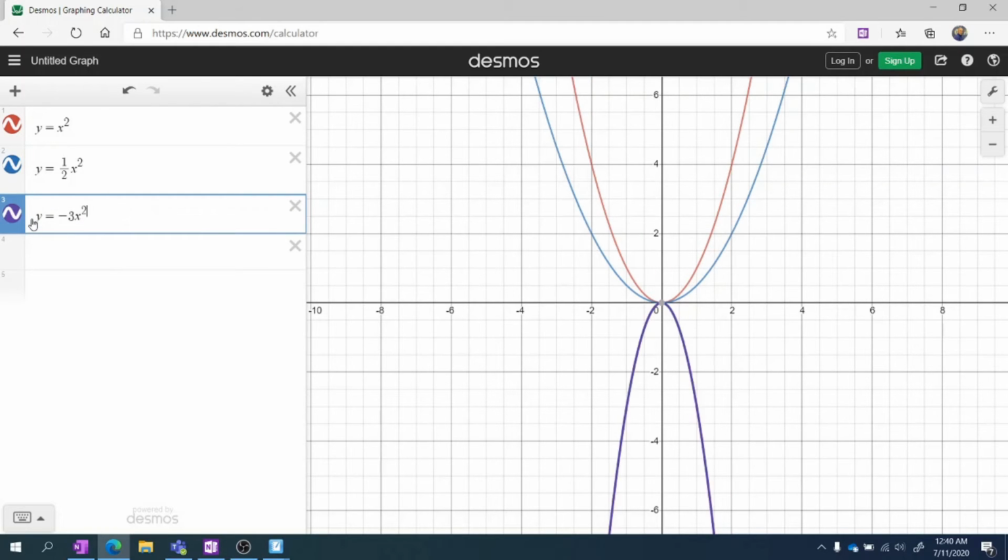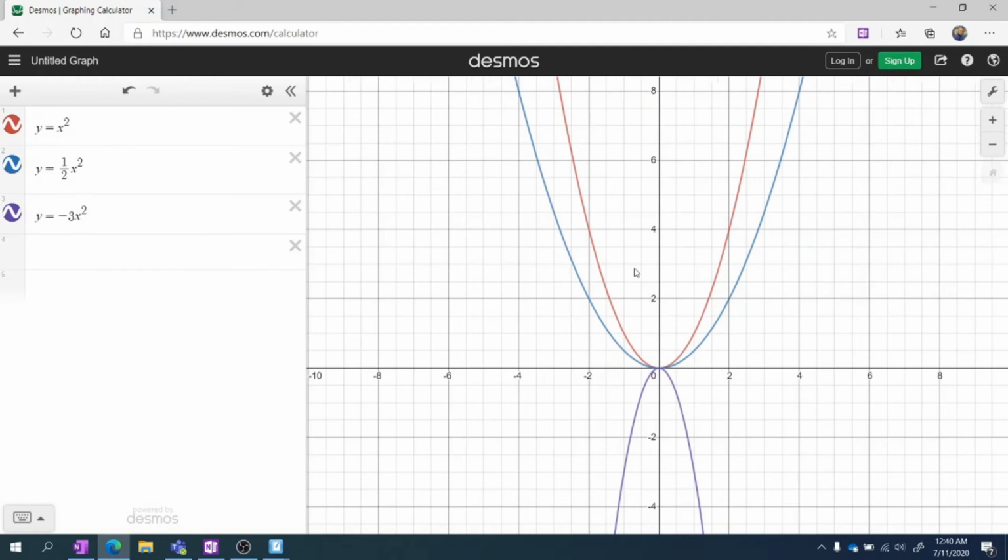Let's see what it looks like. There it is. If you look at this one, it turned over, and it is narrower than the base parabola because of the 3 out in front. So that's a combination: the negative is called a reflection, so we turned it over and reflected it, and the 3 was a stretch, which would make it narrower.